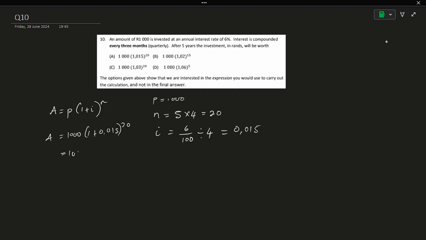So to finalize this, we can say 1,000 times 1.015, because the 1 replaces the 0, all to the power of 20, and our answer in this case is A.